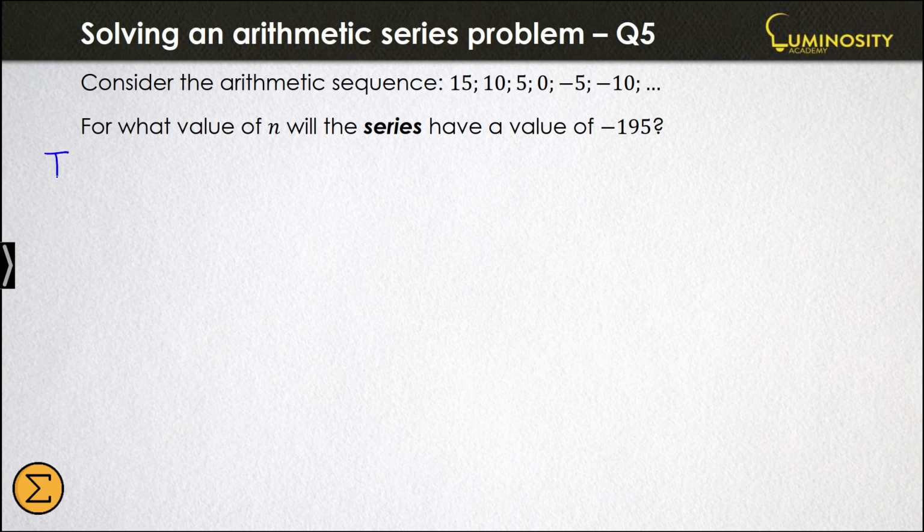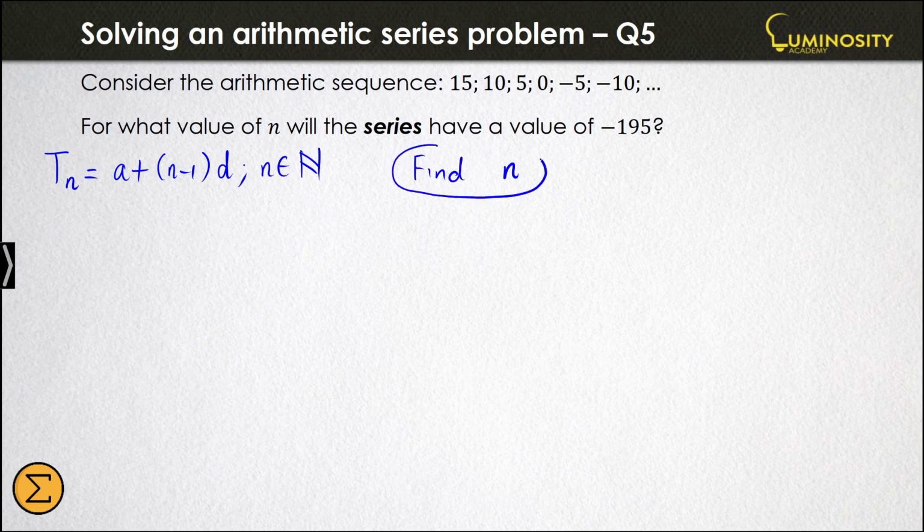We're given an arithmetic sequence first of all, which will be able to form a plus n minus 1 times d, where n is a natural number. And we want to find which value of n, so we want to find n, that's the goal. So in your final solution, it must be n equals something. Will the series, which is your s sub n, have a value of -195? So you want to find the value of n that gives the sum of the first n terms being -195.